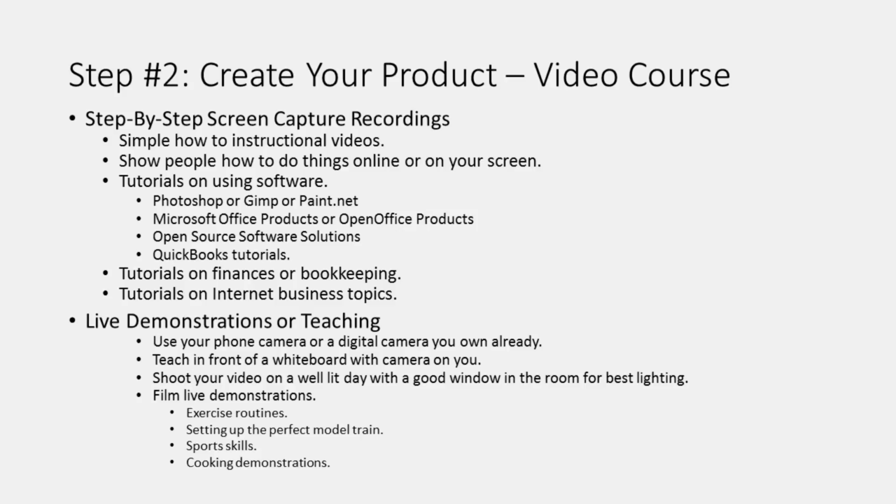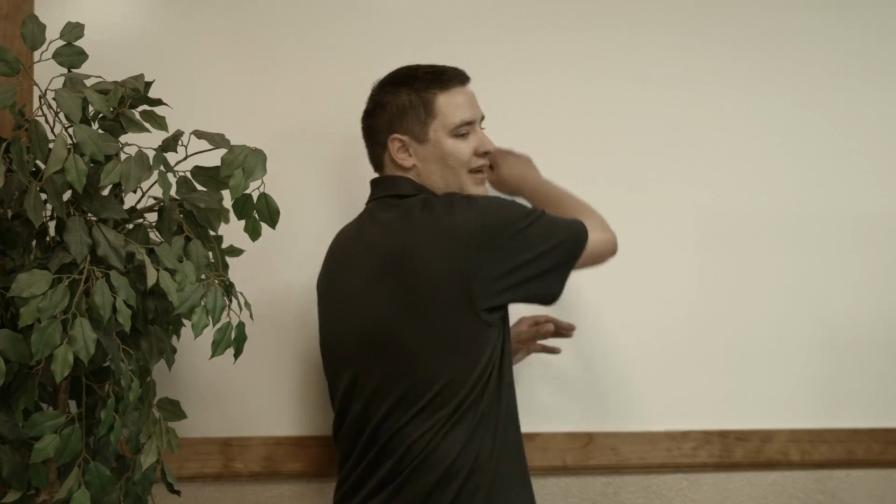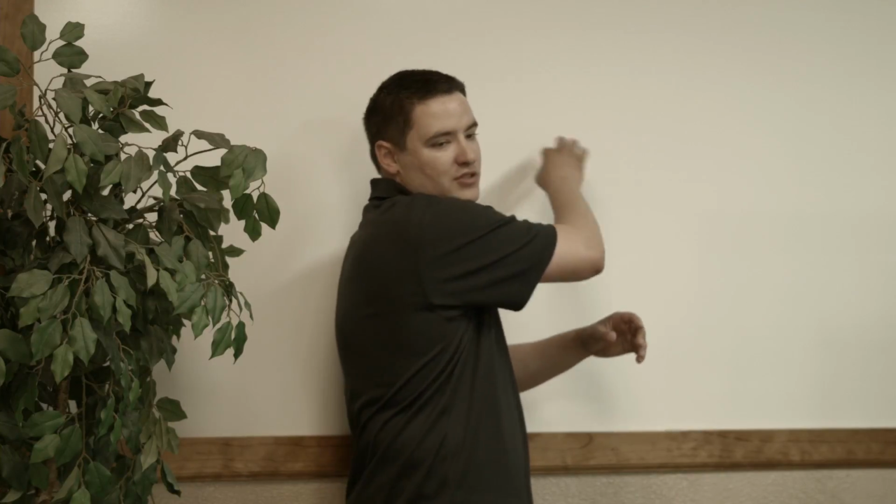Live demonstrations or teaching: use your phone camera or a digital camera that you own already. Teach in front of a whiteboard with the camera on you. If I was focused more on whiteboard training, I could be sitting here with the camera on me right now, jotting down notes saying, hey, do this, and I could be talking about fitness, budgeting, whatever it is I wanted to talk about, in front of a whiteboard.